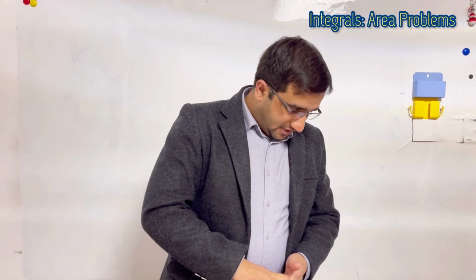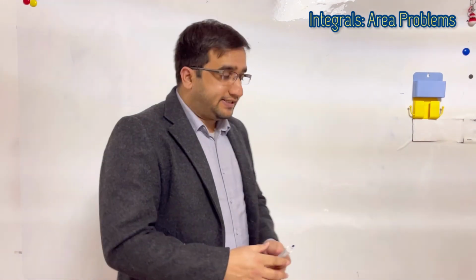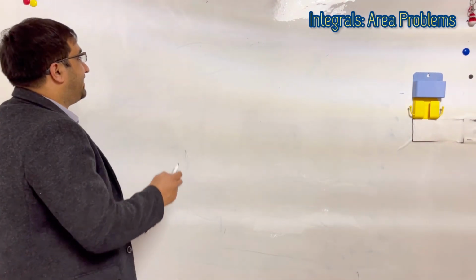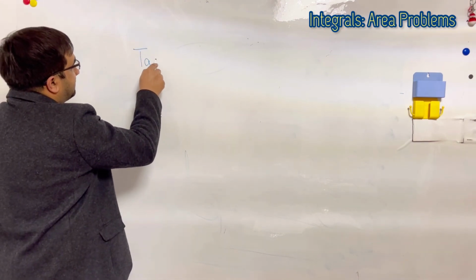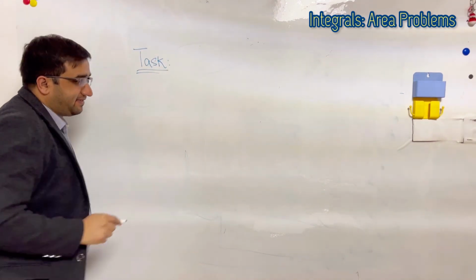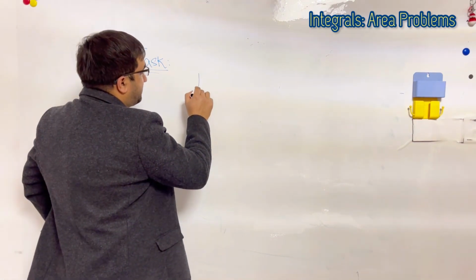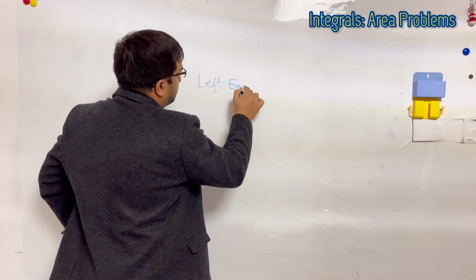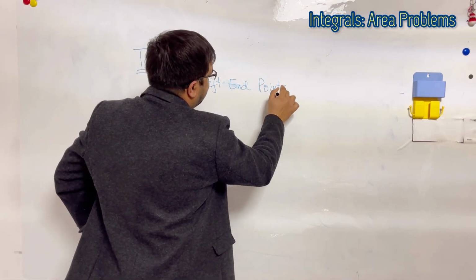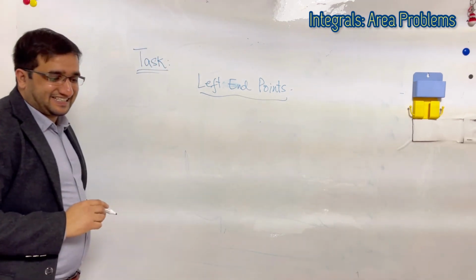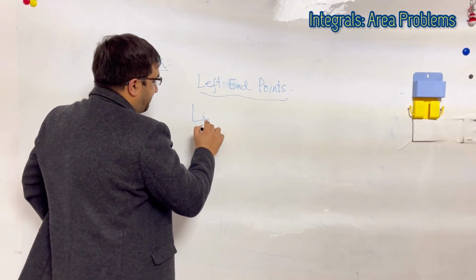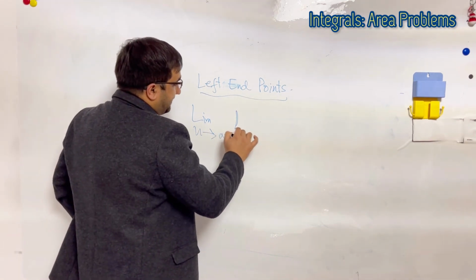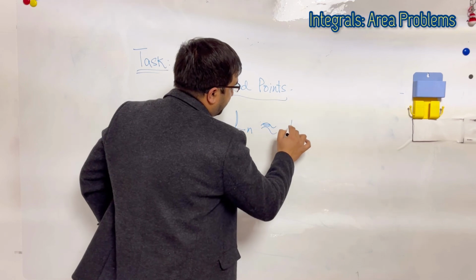Alright. Now, this whole thing I have done using the right endpoints. Now the task is to do the same thing but use the left endpoints. Can you do it? It will be the same method, right? The answer should be the same, just we have to assume the left. The answer will be the same. Okay. The answer will be 1 by 3.